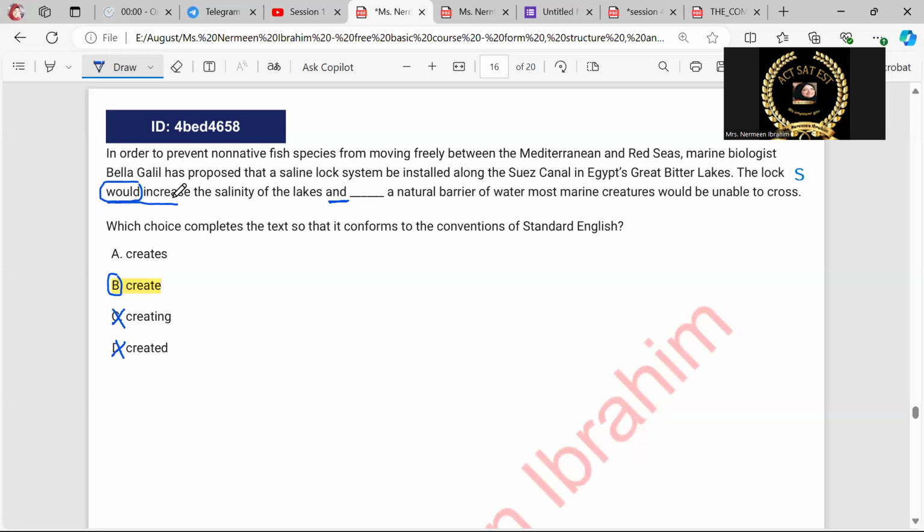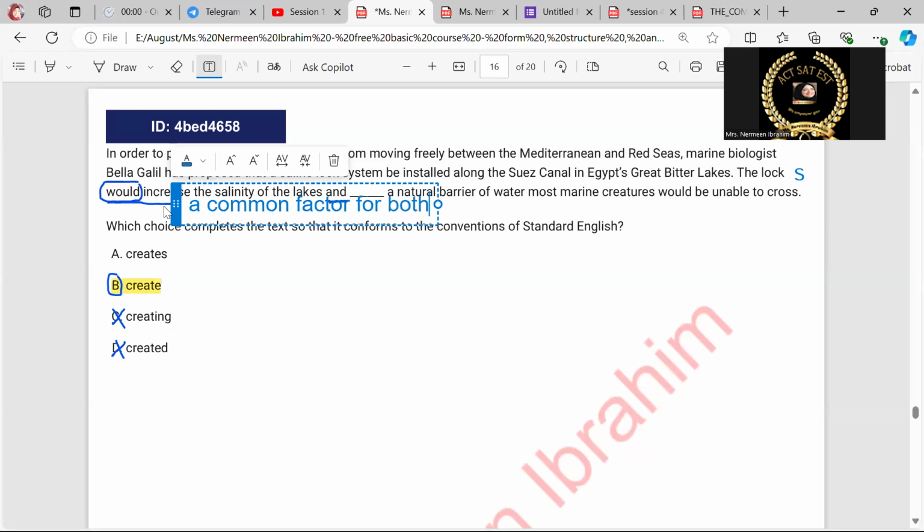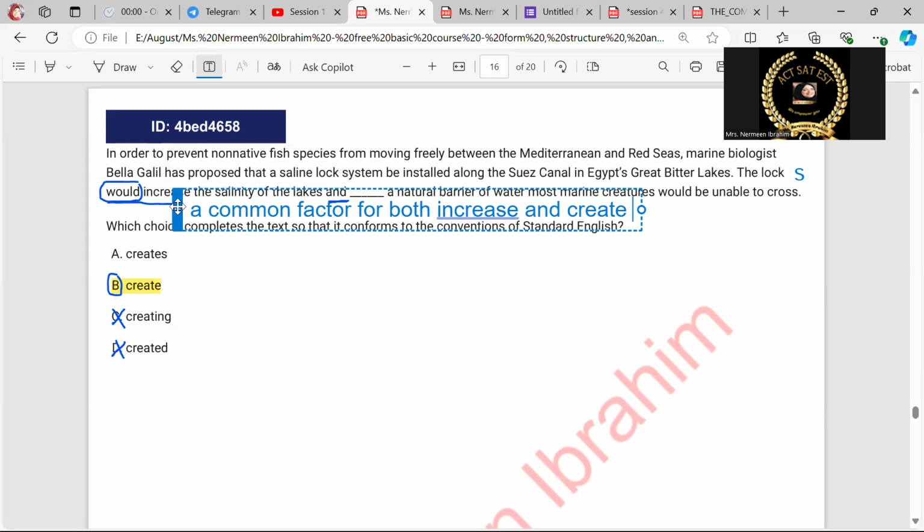So would increase and would create, or would increase and create, because would here will be, let me write it in your math language, a common factor for both increase and create. Does this make sense? Okay, Yusuf, can you hear me? Yes. So did you understand?